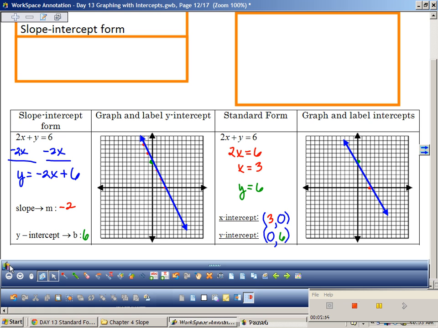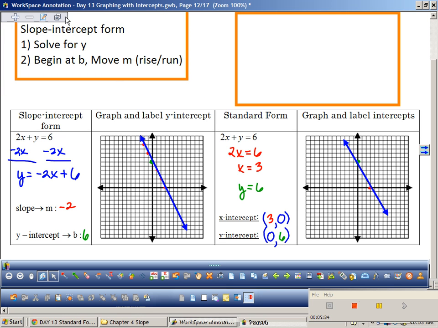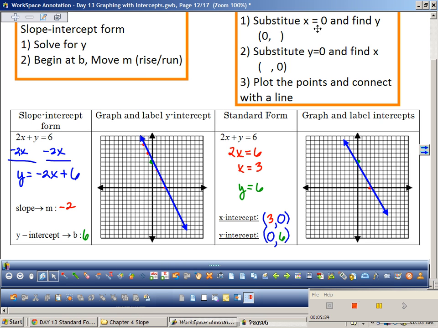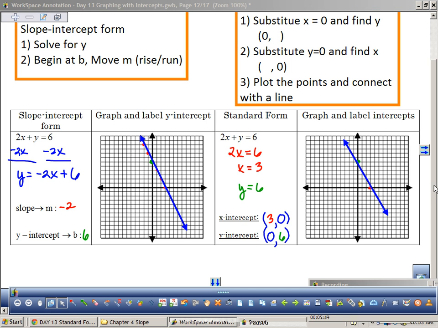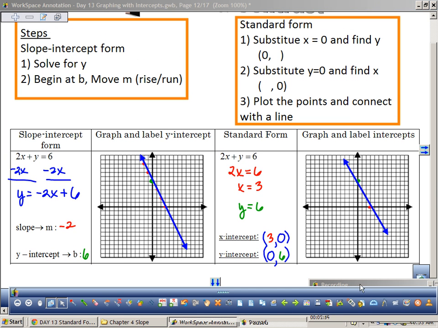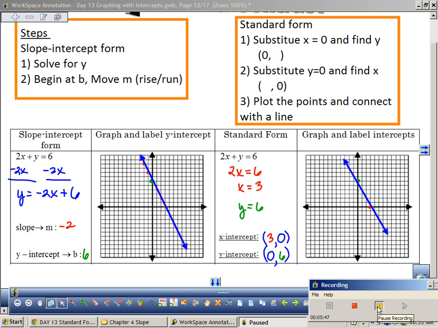Okay, are you ready? All right, let's look at our steps. In slope-intercept form, I solve for y, begin at b, and move rise over run. In standard form, I substitute in 0 for x, I substitute in 0 for y, plot my points, and connect my line. Questions? All right, let's go ahead and copy this one down. I have it for you.